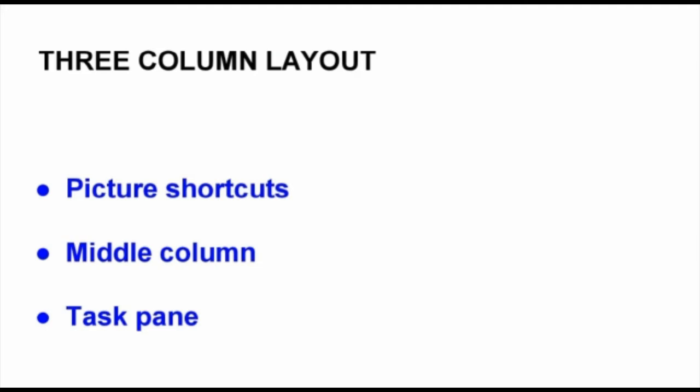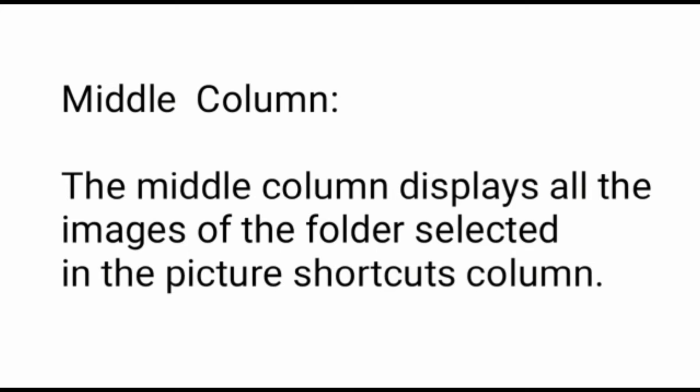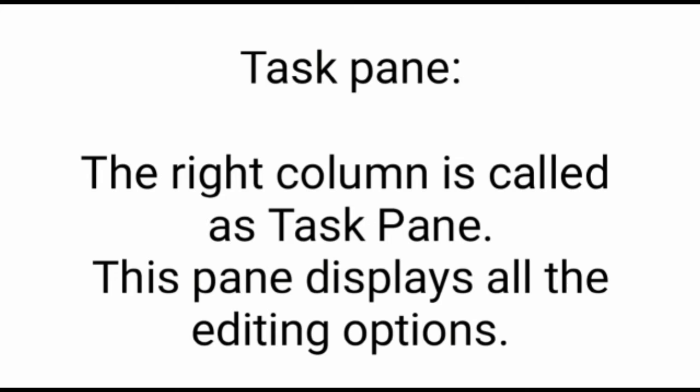Next one is 3-column layout. Below the toolbars, the remaining window is divided into 3 columns. Picture shortcuts. The column towards left is named as Picture Shortcuts. It displays all the folders containing images. Middle column. The middle column displays all the images of the folder selected in the Picture Shortcuts column. Next one is Task Pane. The right column is called as Task Pane. This pane displays all the editing options.